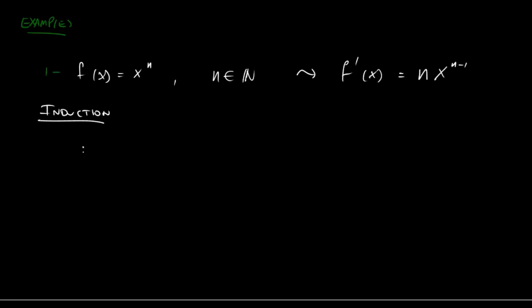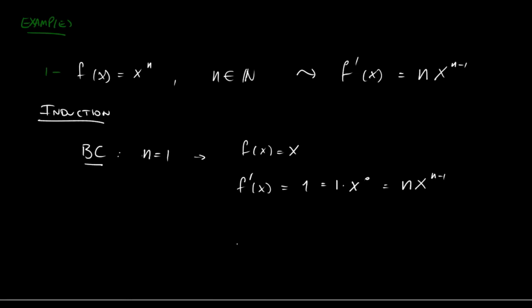So we have to start with the base case, and that is when n is equal to 1. In this case our function is just f of x equal to x, and we saw in our previous video the derivative for this function, and that is 1. And we know we can write 1 in a very fancy way as 1 times x to the power 0. And this is exactly n times x to the n minus 1. So we're fine, the base case is true.